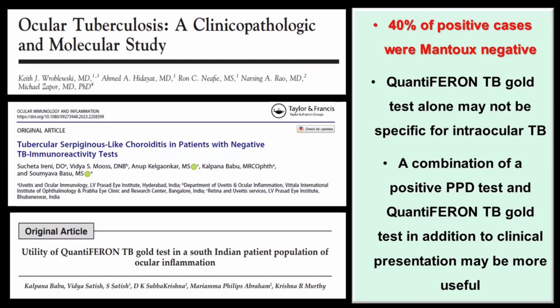And there is an elegant paper from Somava Bosu who had found tuberculous serpiginous choroiditis in patients with negative TB immunoreactivity test. This is a recent paper, and it also supports the theory that if all cases are Mantoux negative or QuantiFERON TB Gold test negative, we cannot rule out TB choroiditis or TB uveitis.